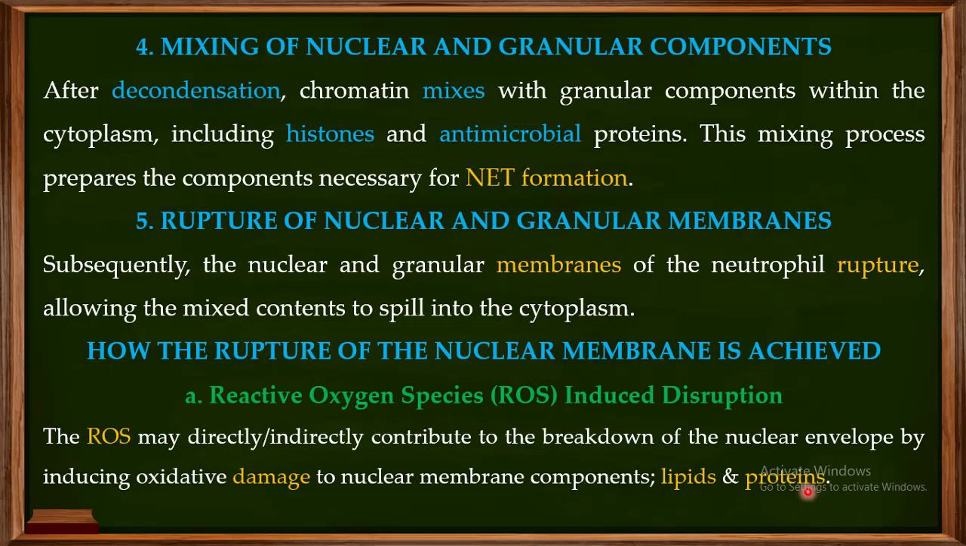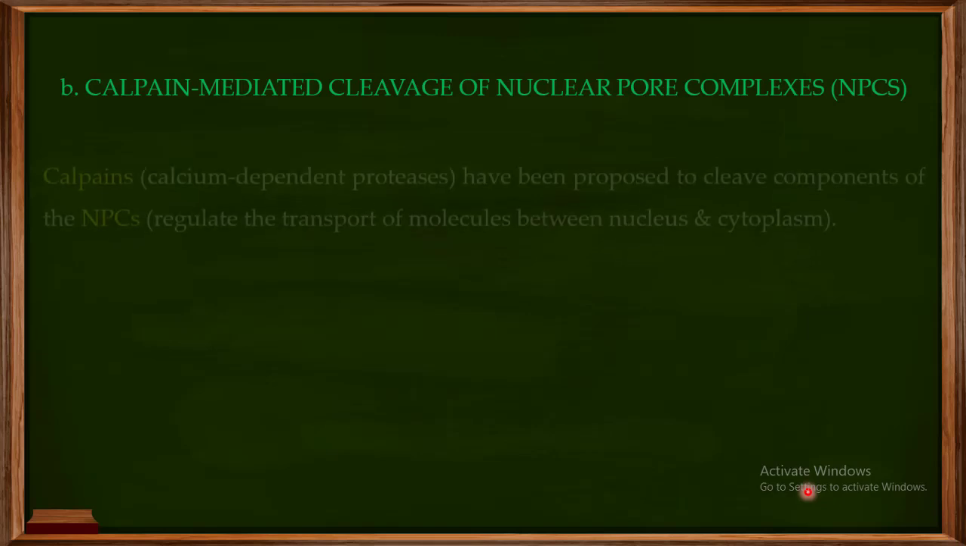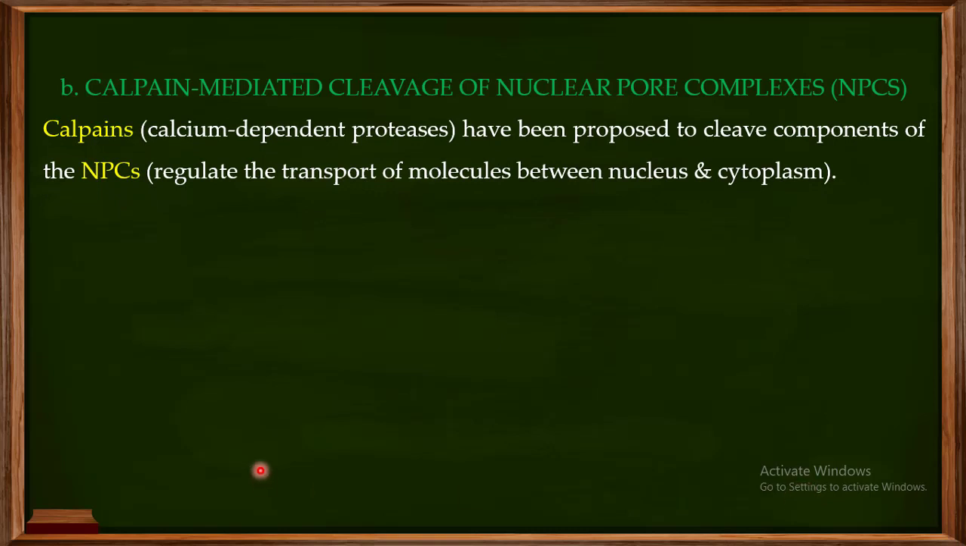This is one of the mechanisms by which you can rupture the nuclear membrane. The second one is the calpain-mediated cleavage of the nuclear pore complexes. Now these calpains are calcium-dependent proteases. That means that for their activity they need calcium. So these calpains have been proposed to cleave the components of the nuclear pore complexes.